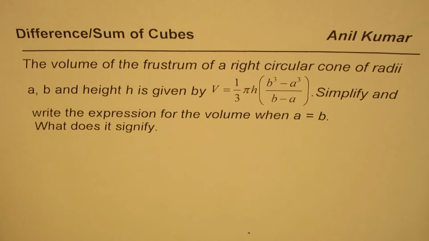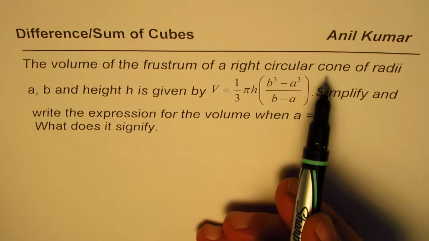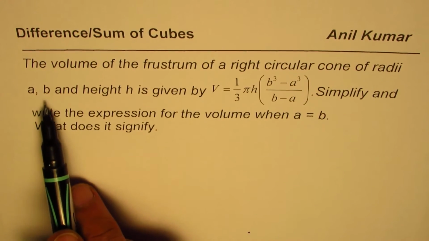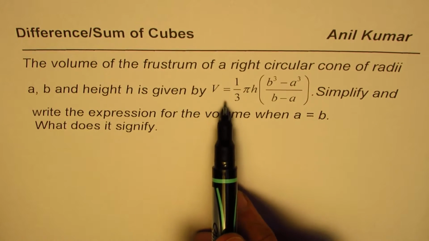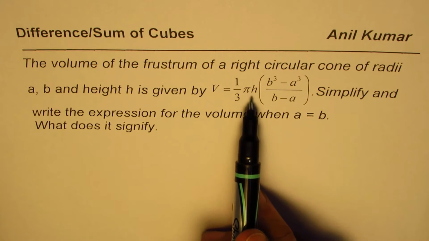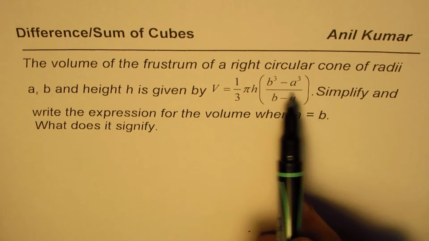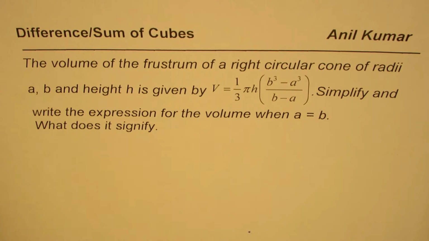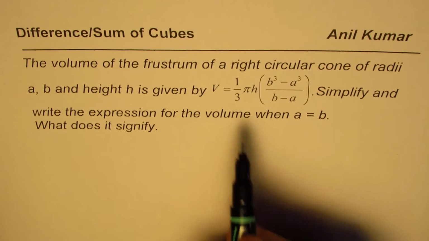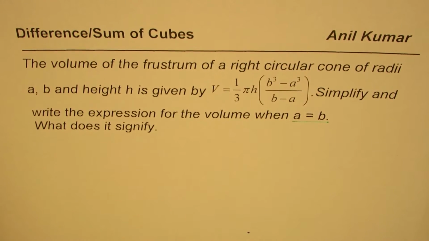The question is, the volume of the frustum of a right circular cone of radii a and b and height h is given by V equals 1 over 3 pi h times (b cube minus a cube) divided by (b minus a). Simplify and write the expression for the volume when a equals b. What does it signify? Okay, that is a very interesting question.